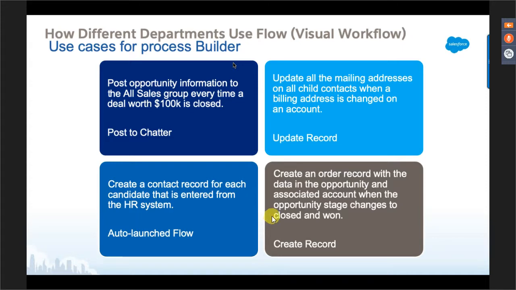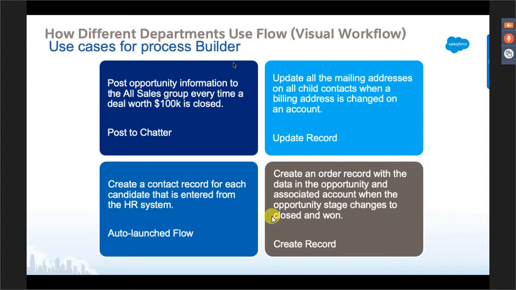When looking at these conversations, for instance, post opportunity information to all sales group every time a deal is worth $100,000 and closed. How would you do this? By use of the word post, you might consider the post to chatter. So when you post to chatter, what tools will do this? And is it automatically kicked off or is it manually done?